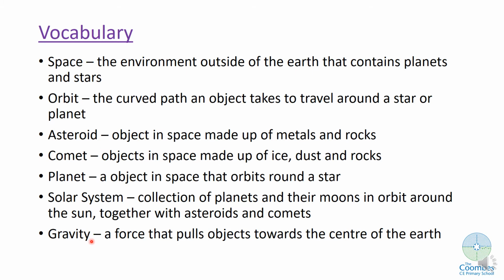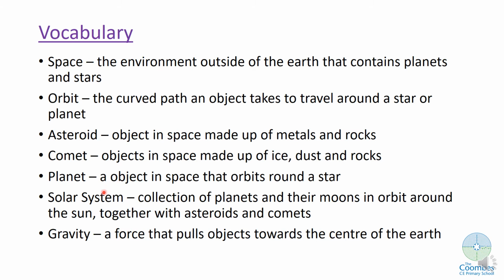Let's go down to this one here. Gravity. Gravity is a force that pulls objects towards the centre of the earth. So that's what keeps us stuck to the ground and stops us from floating around. Let's go back up here. Space. Space is the environment outside of the earth that contains planets and stars. And remember, a planet is an object in space that orbits around a star. And remember that orbit means the curved path that an object takes to travel around a star or a planet.